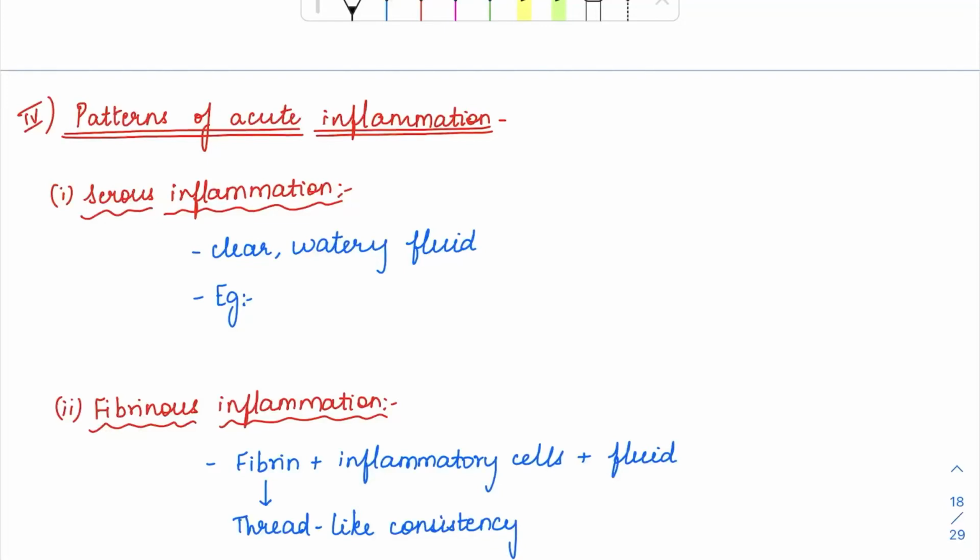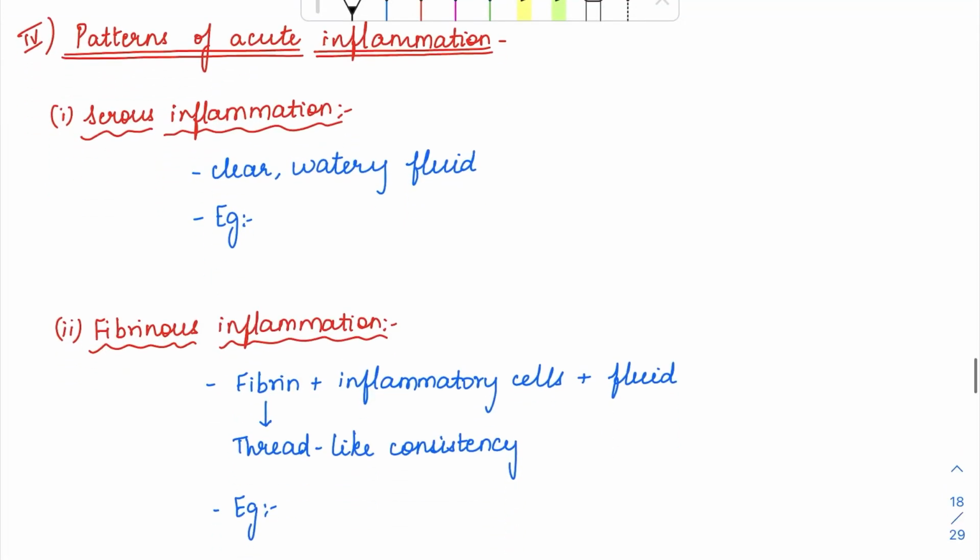So next we'll start with the patterns of acute inflammation. The first pattern will be the serous inflammation. Serous itself means some clear watery fluid is there. So the edema fluid which came out during the vascular permeability is the one which is going to cause the serous inflammation.